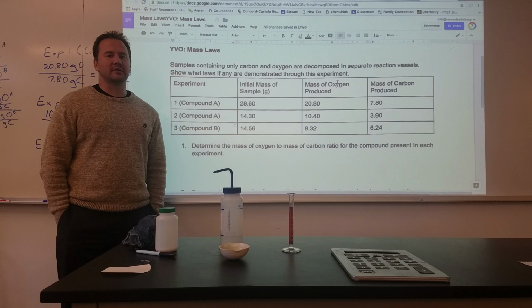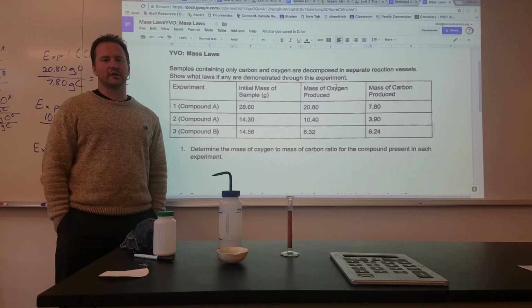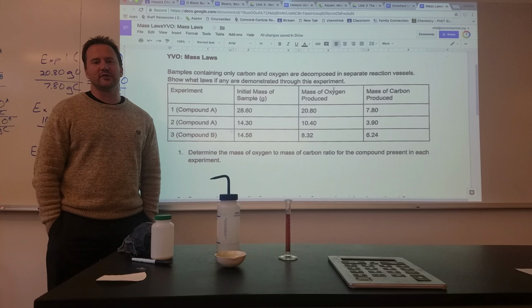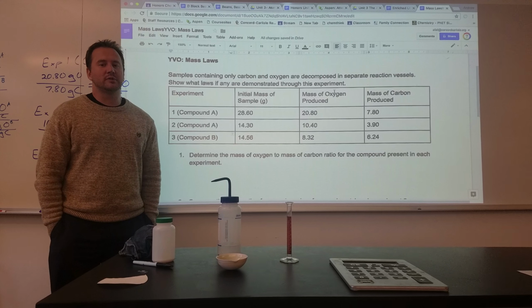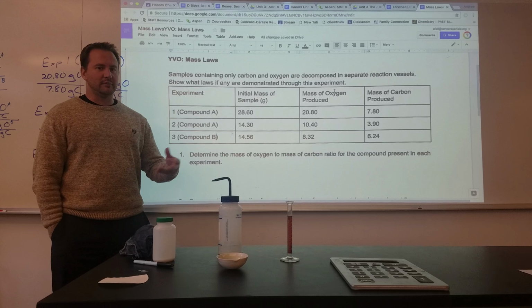So Dalton's atomic theory was based off three laws. There was the law of conservation of mass, which states that matter doesn't get created or destroyed in chemical reactions. The second law was the law of definite composition, or definite proportions, which states that for a pure substance you have the same ratio by mass of the elements in the compound.